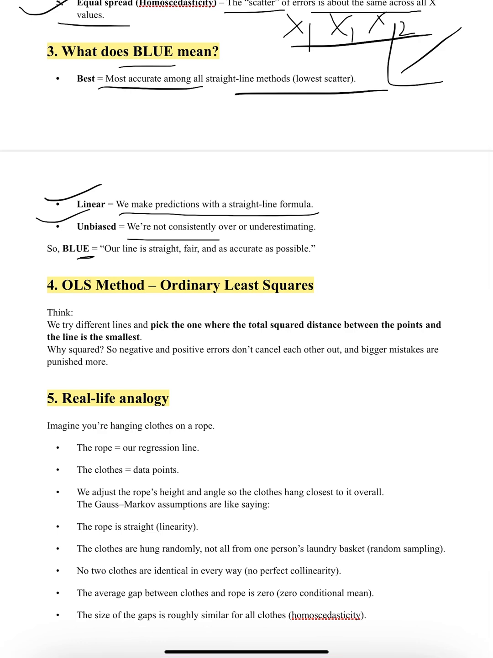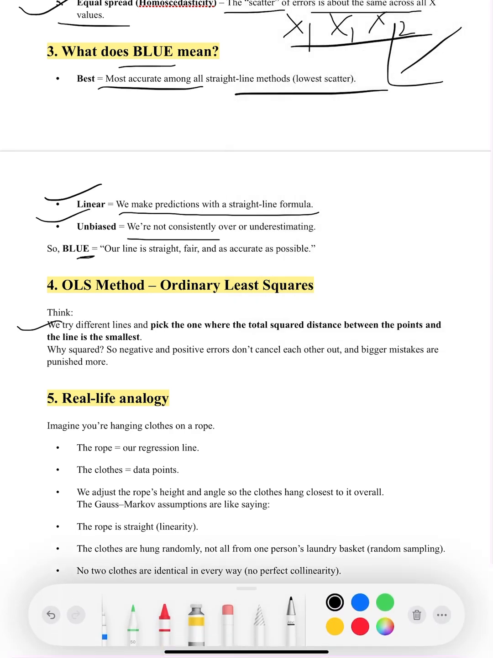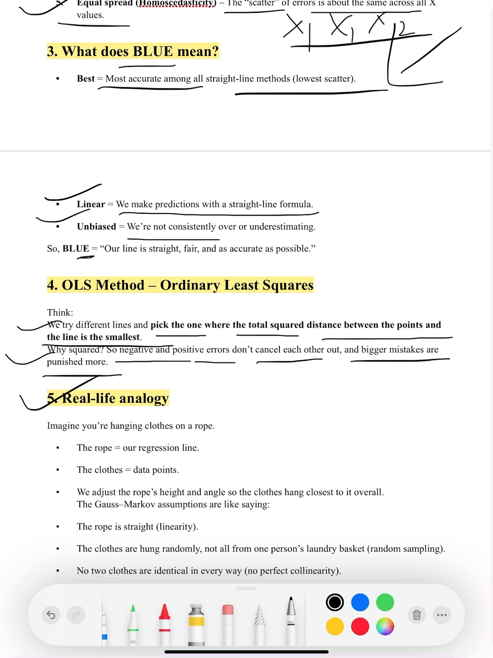Now, ordinary least square. What do you mean by ordinary least square? Let us see that as well. We try different lines and pick the one where the total squared distance between the points and the line is the smallest. So the distance between the points and the lines that we are using to express the regression is squared out, and the smallest difference is taken into consideration. Why squared? Because the negative and positive errors do not cancel out each other, and the bigger mistakes or the bigger differences are highlighted.